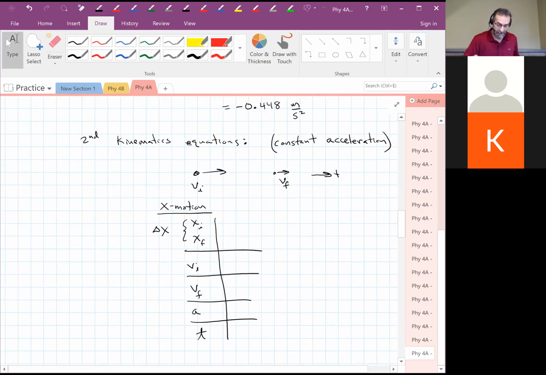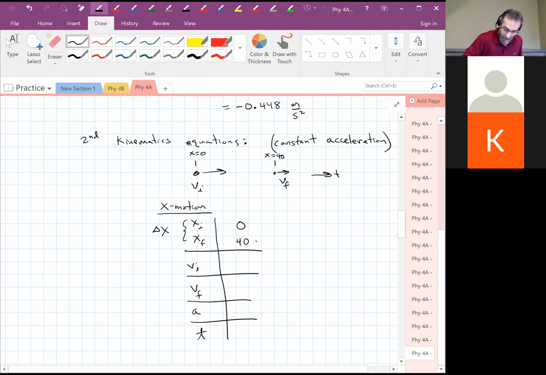So let me fill in what I know. The first thing you have to do is define your origin and your positive direction. So let's have it starting at x equals 0, and the positive direction will be to the right. So that means this is x equals 40 over here, right? So it started out at x equals 0.